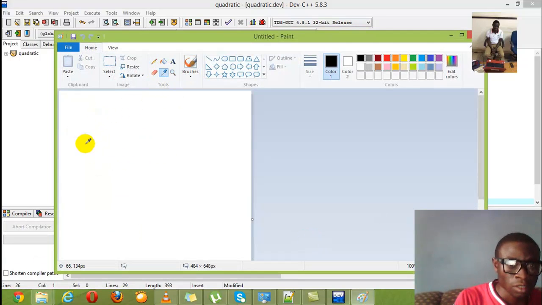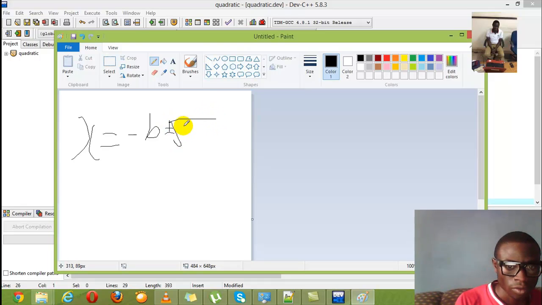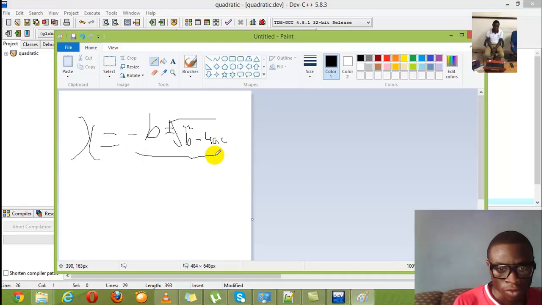Now what I'm saying is that the almighty formula is like this: x is equal to minus b plus or minus the root of b square minus 4ac, this all over 2a. This is the formula, this is the almighty formula.